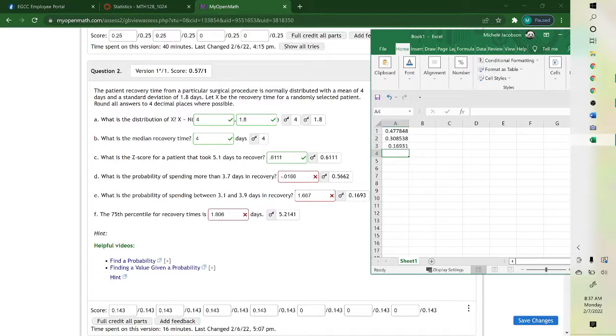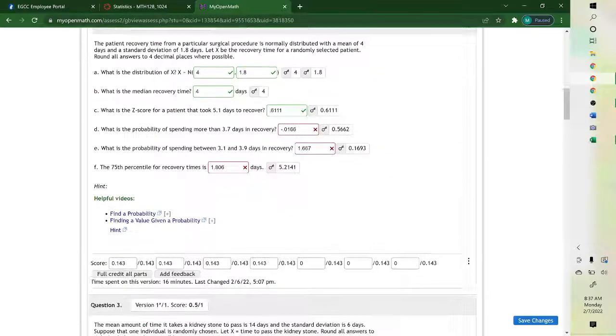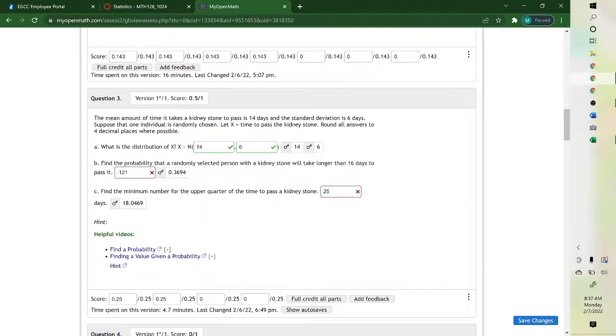75th percentile means 75% of the data is below the number. This one's giving us the percent. So we use equals, norm, and we use the inverse one. Probability is a decimal, 0.75, comma, the mean, which was 4, 1.8 for a standard deviation, and hit enter. And there's your answer. The other ones that come up are quartiles. Find the minimum number for the upper quartile.